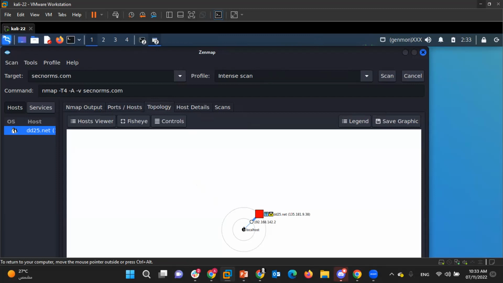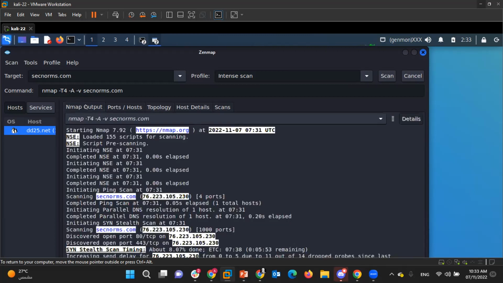Here, I think we found this before in the previous DD25, and still now we're looking for DD25. From my site or from localhost, my device, go to this 192.168.142.2 IP address, the gateway, and then move directly to the site of the DD. For now, it will take some time to finish the scan, so let us see what happened on my site.